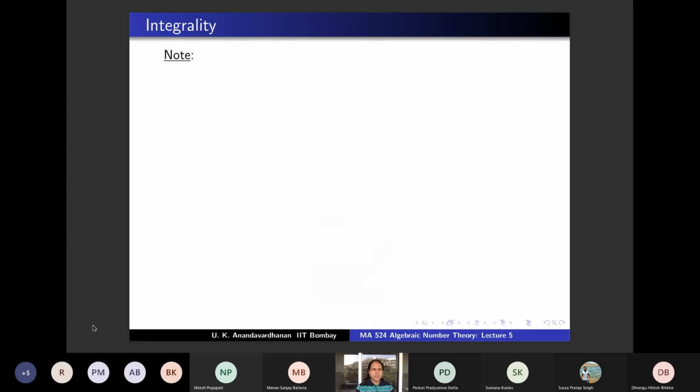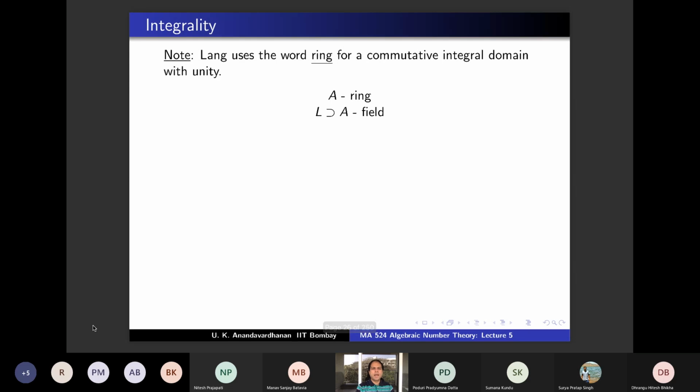So the first topic is integrality. A beginning note, this is there in Lang's introduction: whenever he uses the word ring, what he means is an integral domain. So a ring for him is an integral domain. It is always commutative. It always has one, the multiplicative identity. So for Lang and therefore for us, a ring is a commutative integral domain with unity. Now A is a ring, so that means a commutative integral domain with 1, and L is a field containing A. This is your setup. You have a ring and a field containing A.